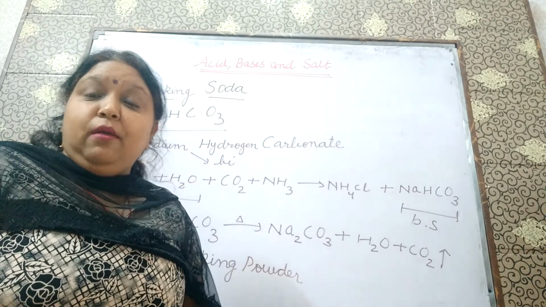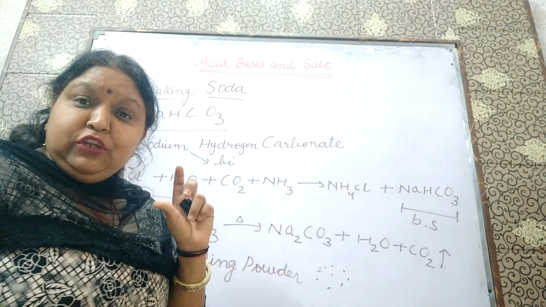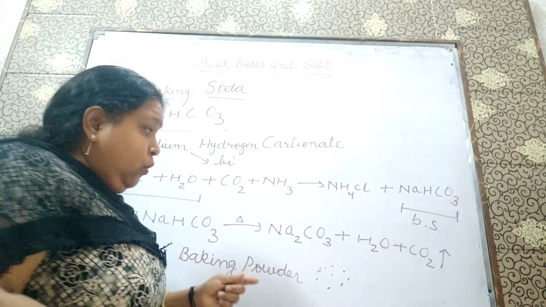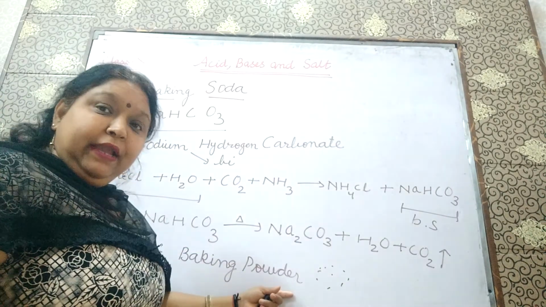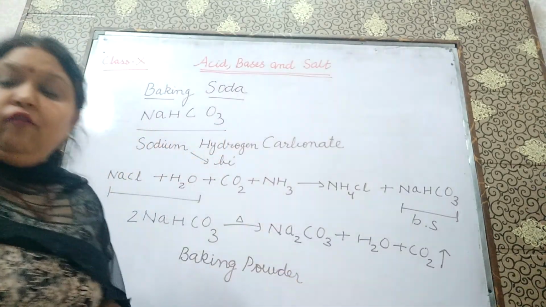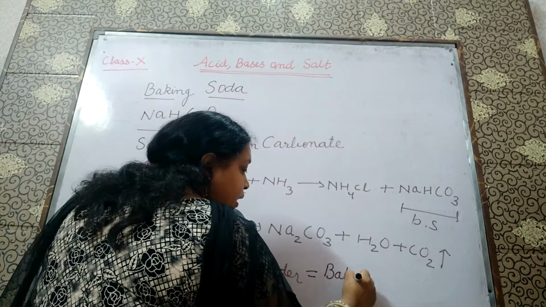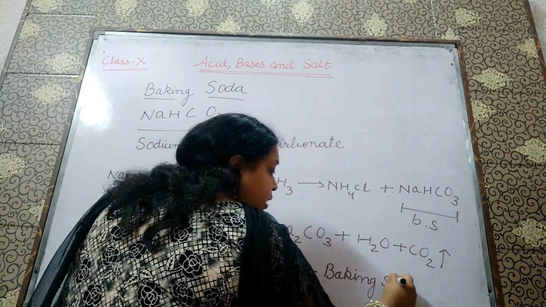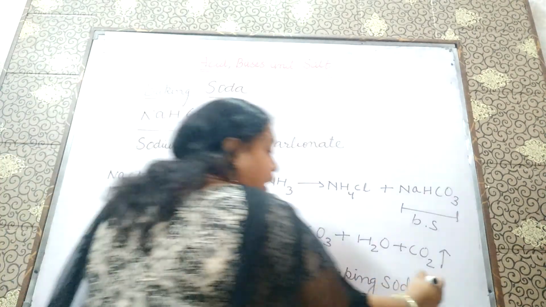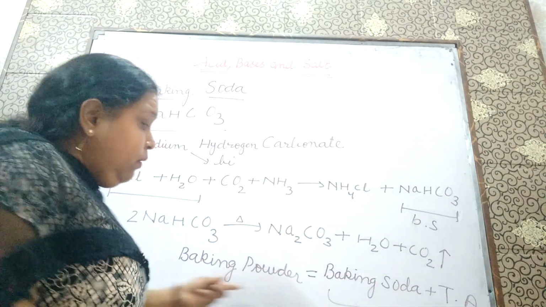Whenever the CO2 gas is coming out, it will form small pores inside the cake, which makes the cake more soft and spongy, isn't it? So, baking powder we were talking. Whenever baking soda is added with any acid, it can be tartaric acid, whenever they both are added with each other, they form baking powder.